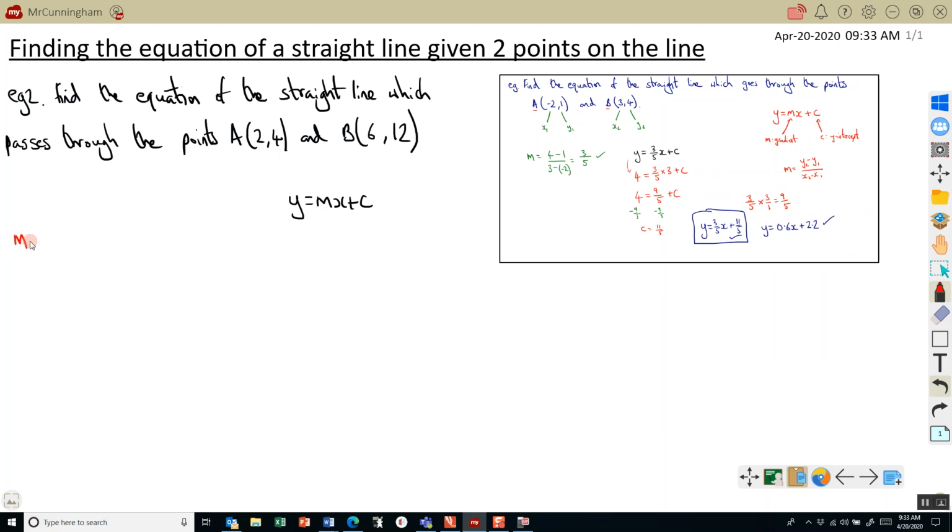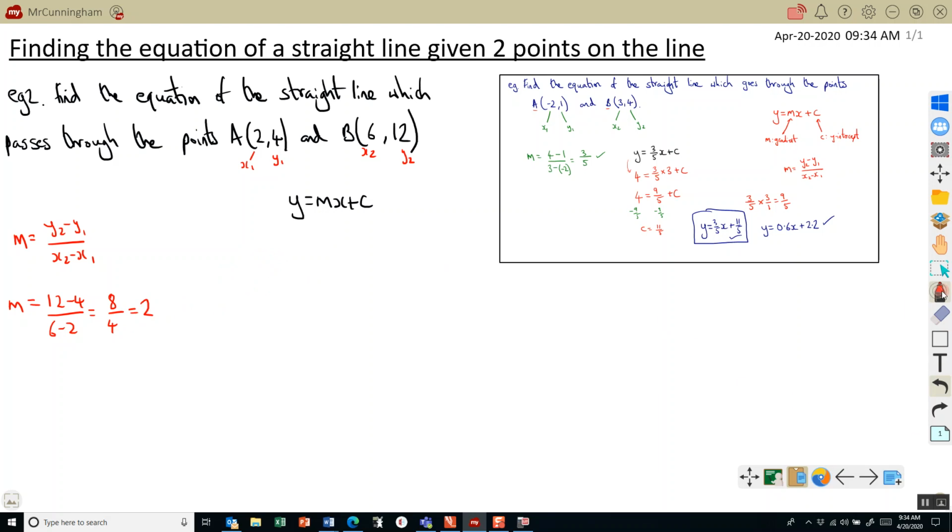Okay, so the gradient is m equals y2 take y1 over x2 take x1. This is x1, y1, x2, y2. So we've got y2 take away y1, 12 take away 4, divided by 6 take away 2. 12 take away 4 is 8, 6 take away 2 is 4, 8 divided by 4 is 2. So my gradient is 2.